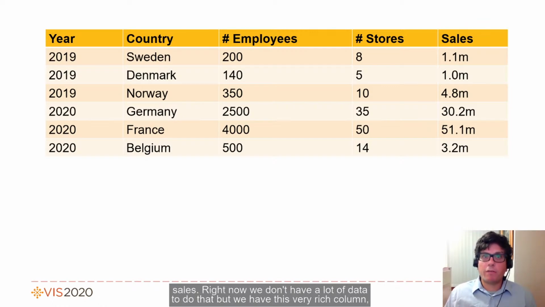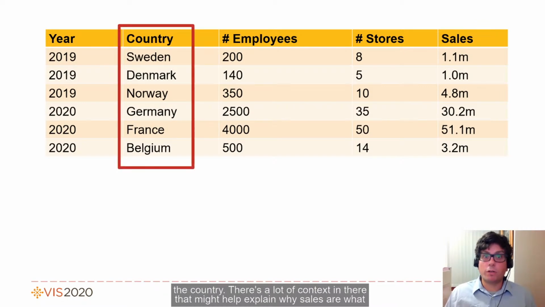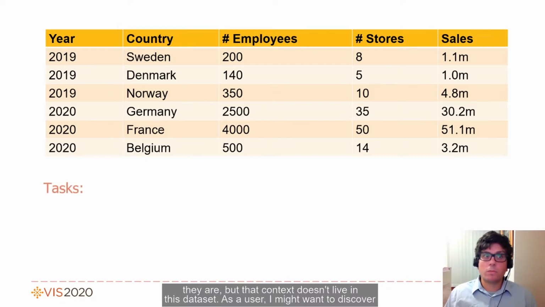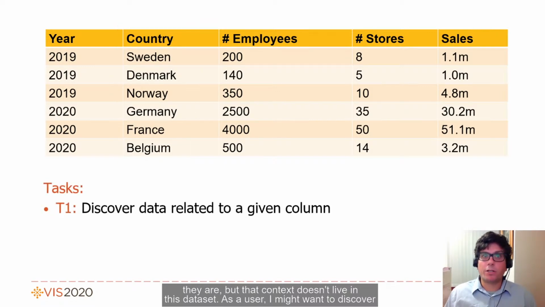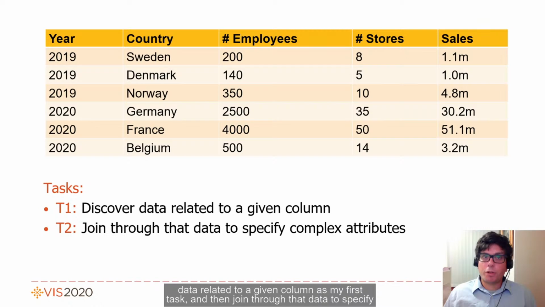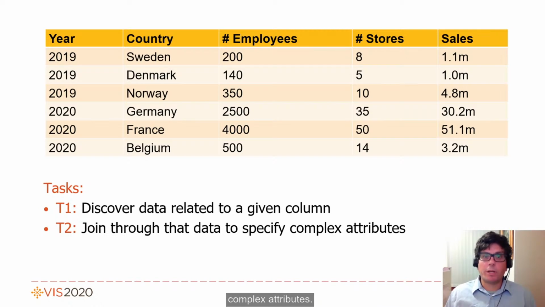And right now we don't actually have a lot of data to do that, but we have this very rich column, the country. There's a lot of context in there that might help explain why sales are what they are, but that context doesn't live in this data set. So as a user, I might want to discover data related to a given column as my first task, and then join through that data to specify complex attributes.